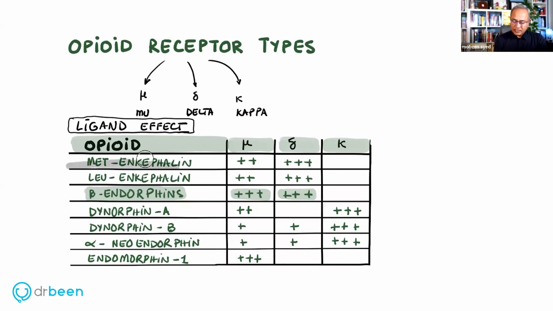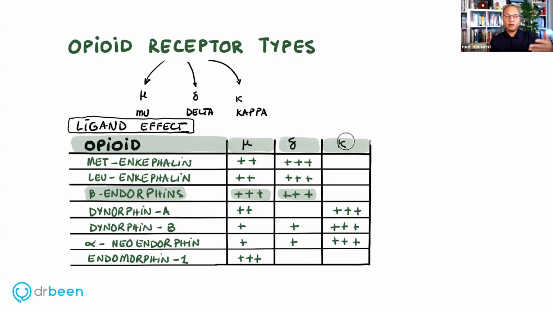So for example, metenkephalin works on mu and delta, leuenkephalin, mu and delta, beta endorphin. You would see that the majority of the time, or as the book Goodman and Gilman wrote, virtually all exogenous opioids or opioid drugs target the mu receptors, and especially they behave like beta endorphin. So if you see here, beta endorphin, mu receptors, and delta receptors. Why not kappa?